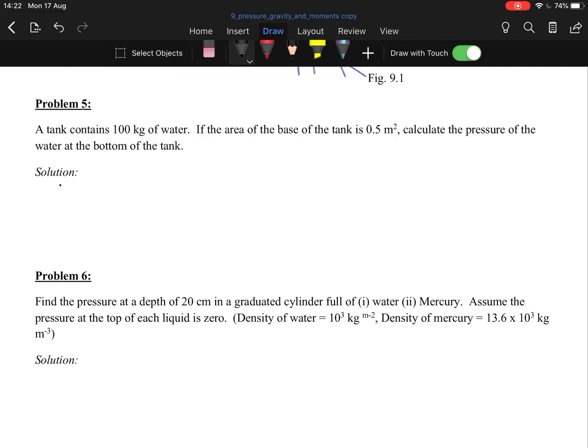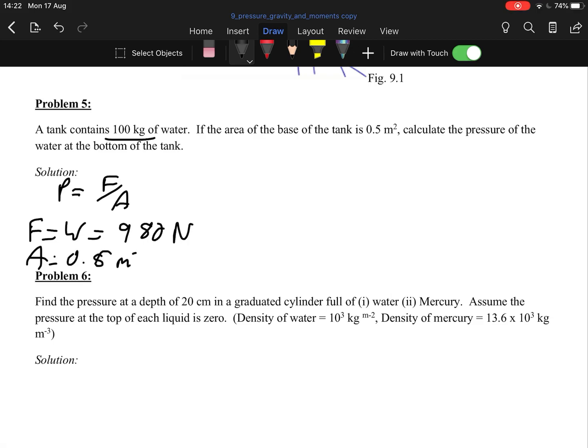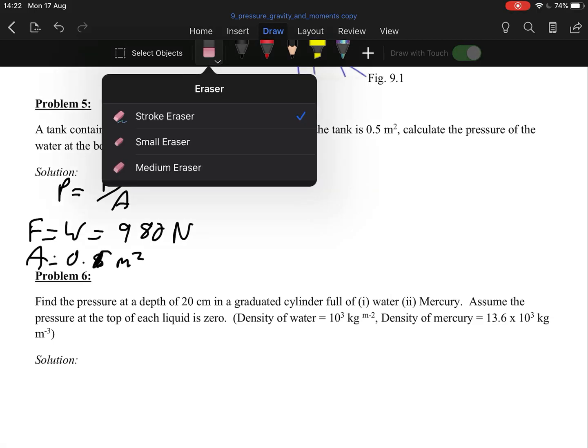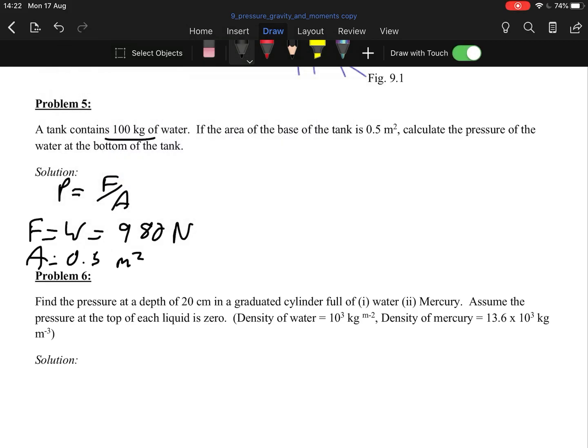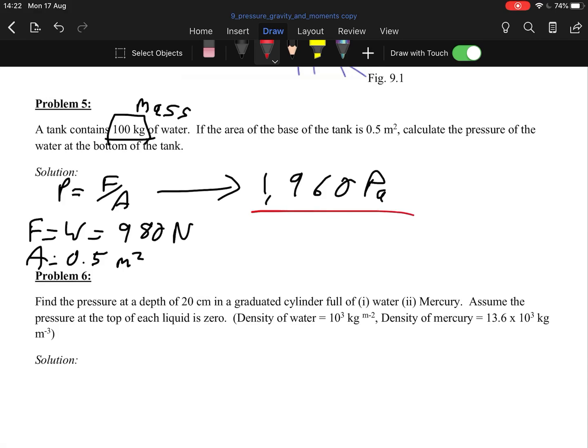So, easy enough one. This one is simply going to be P equals F over A. The tank contains 100 kgs of water, so F is equal to weight, which is mass times gravity, so that's going to be 980 newtons. And the area we were given is simply 0.5 meters squared. So you see what I did there? Force equals weight, because that is mass, not weight. So force equals weight, weight is mass times gravity, gravity is 9.8. So P equals F over A should give us 1,960 pascals, or newtons per meter squared, whichever.